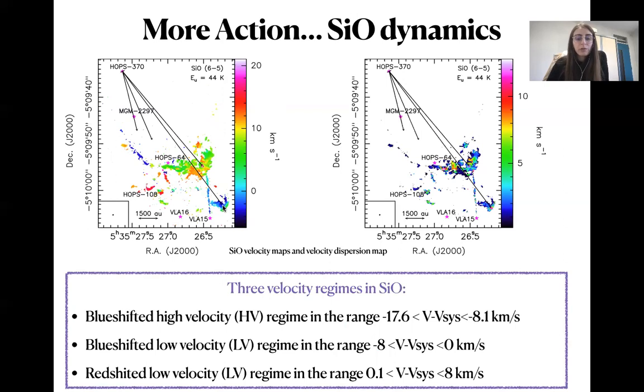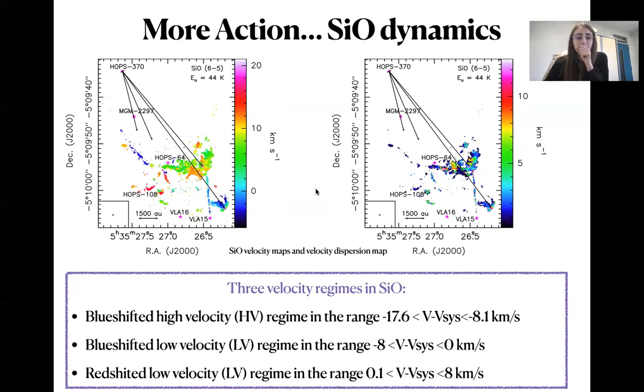We have a blueshifted low velocity regime that probes the bow shock in here, and we have a redshifted low velocity regime that probes this filament in here, and another bow shock here. With the velocity dispersion map, we can see that the dispersion goes between less than 1 kilometer per second and more than 10 kilometers per second. We have a very low dispersion at this ridge in here, while the dispersion becomes higher along the bow shocks.